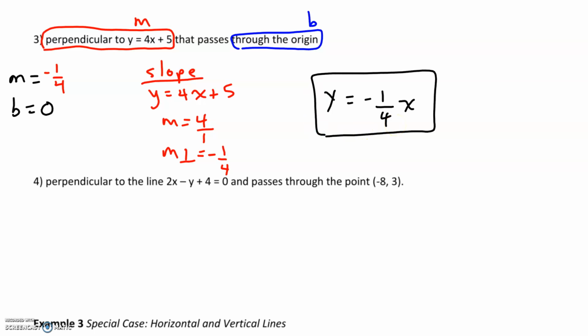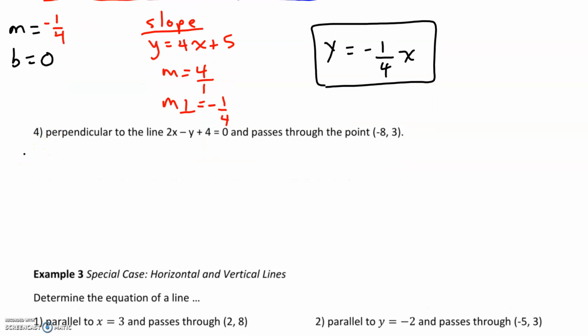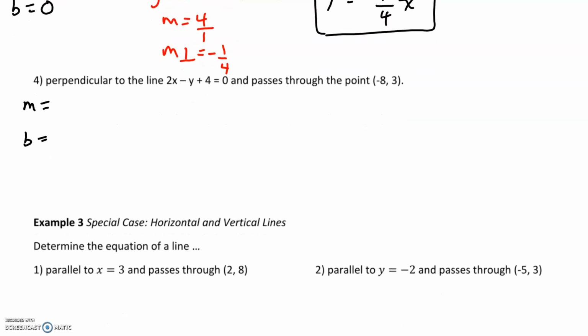Okay, next question. We're going to determine the equation of a line. In order to do that, I need two things. I need m and I need b. The information given says my line is perpendicular to the line 2x minus y plus 4 equals 0. So that's going to help me find the slope. And it passes through the point 8, negative 3. That's going to help me get my b. So we always start by finding the slope.